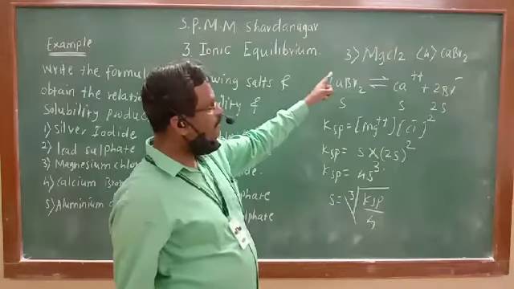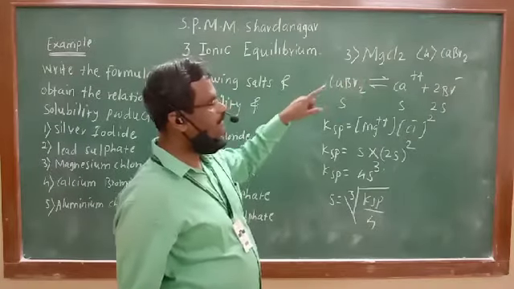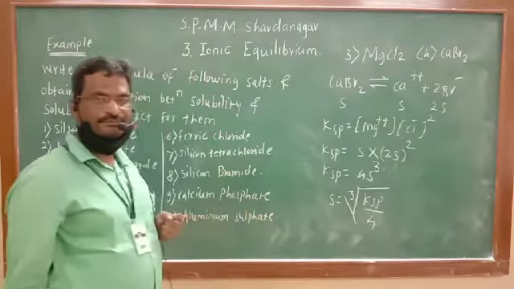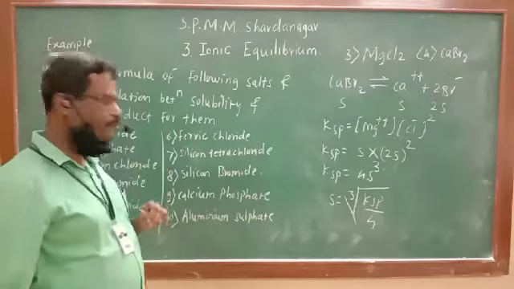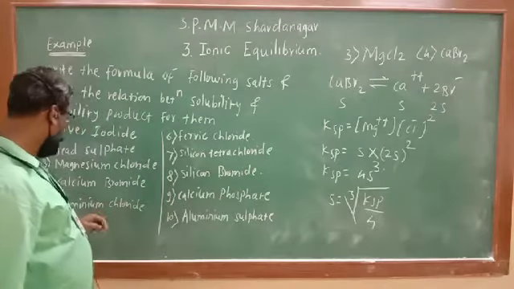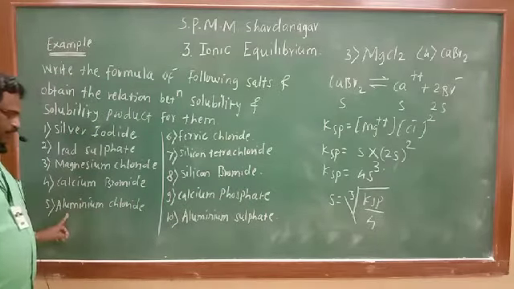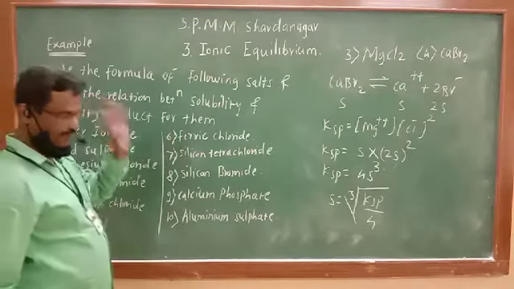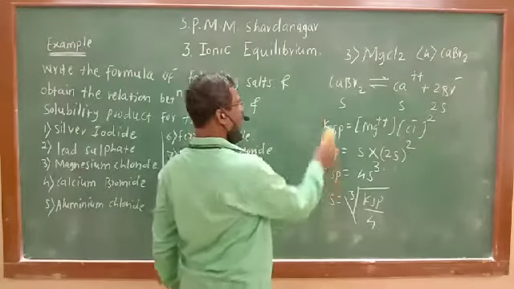Therefore, salt number 3 and 4, magnesium chloride and calcium bromide, are salts of the second type, BA2 type of salts. Now number 5, aluminium chloride, and then 6, ferric chloride. See, aluminium chloride.